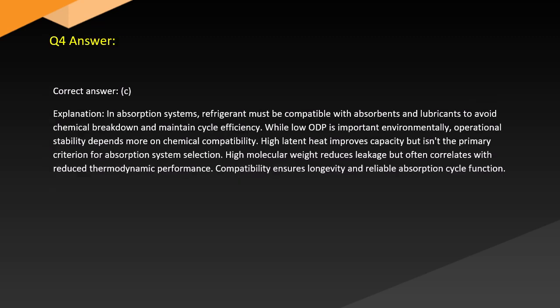Answer. Correct answer: C. Explanation. In absorption systems, refrigerant must be compatible with absorbents and lubricants to avoid chemical breakdown and maintain cycle efficiency. While low ODP is important environmentally, operational stability depends more on chemical compatibility. High latent heat improves capacity but isn't the primary criterion for absorption system selection. High molecular weight reduces leakage but often correlates with reduced thermodynamic performance. Compatibility ensures longevity and reliable absorption cycle function.